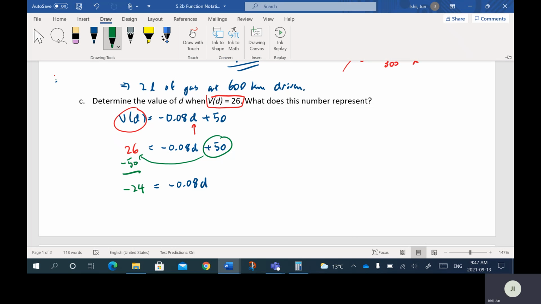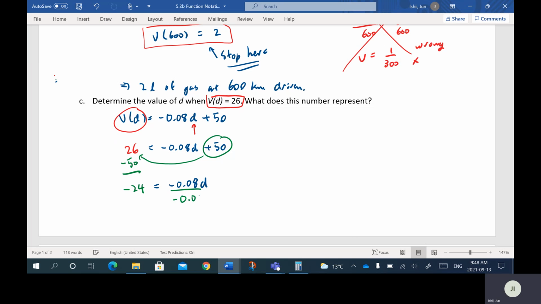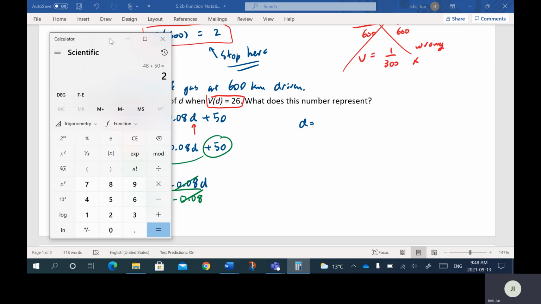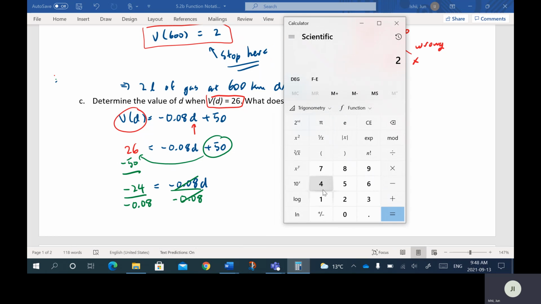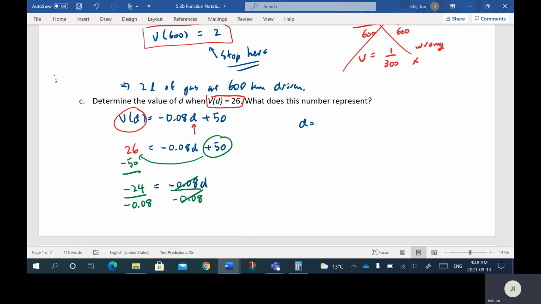Next, if I want to solve for d, I'm going to divide both sides by negative 0.08 so that these cancel. And over here, I get d equals. All right, let's punch that in. I'm just going to punch in 24 divided by 0.08. The reason I didn't write the negatives is because these two negatives cancel each other out, so it's the same as dividing by a positive. All right, so I get 300. So d equals 300.